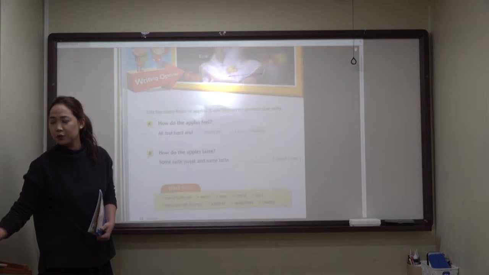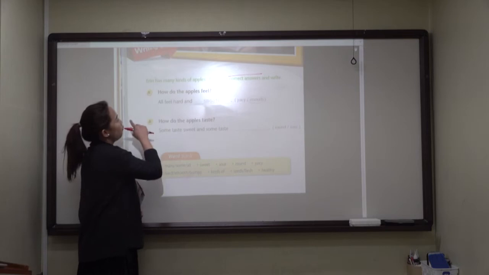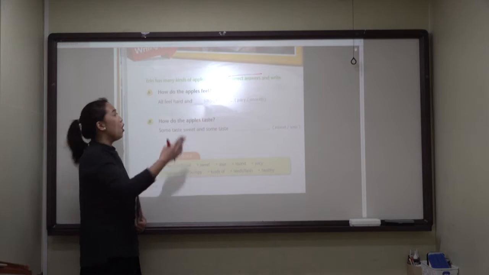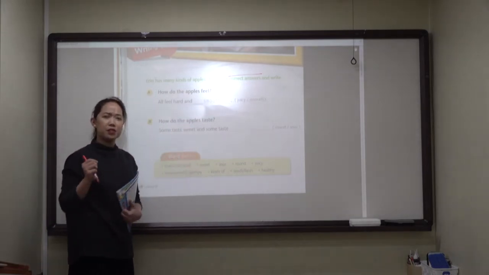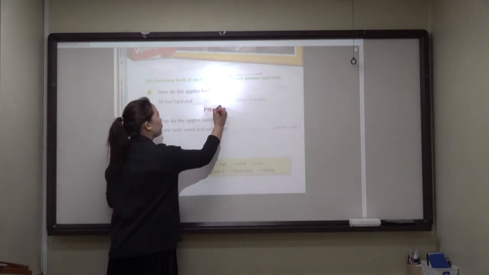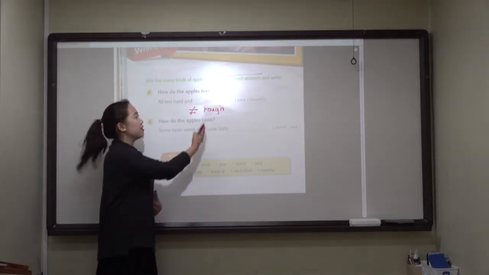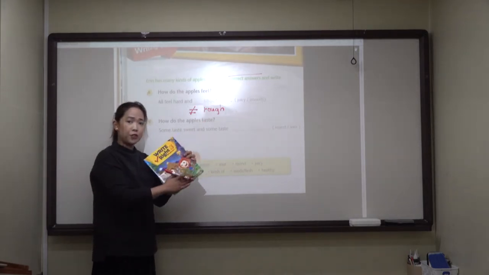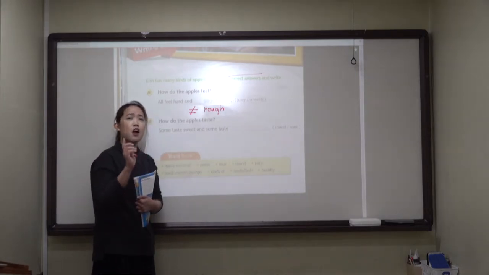Now let's go to the writing opener. The first question here: how do the apples feel? What is the answer? All feel hard and smooth. What is the opposite of smooth? You guys don't know? The word is rough. Say it again, guys. Rough. Good job. So this book feels soft, and if you touch a rock, that texture is rough.